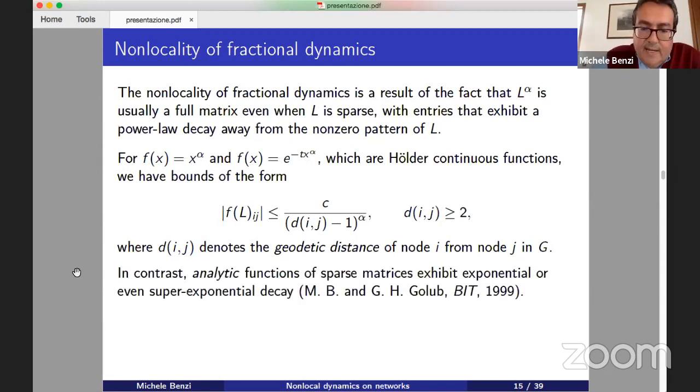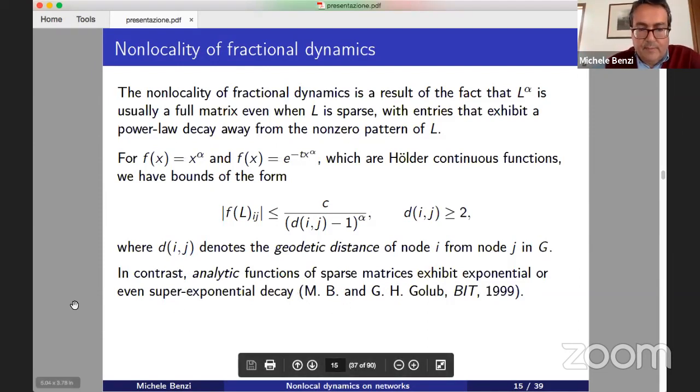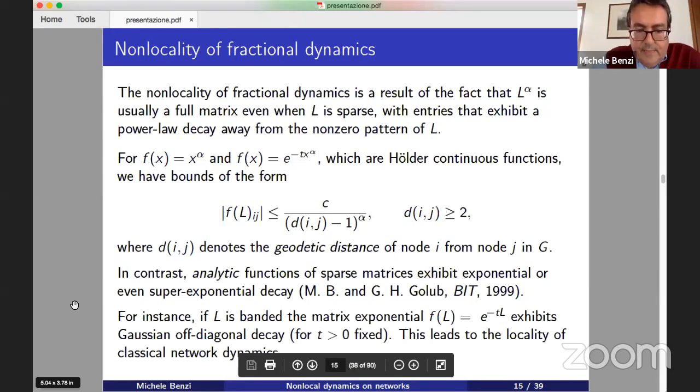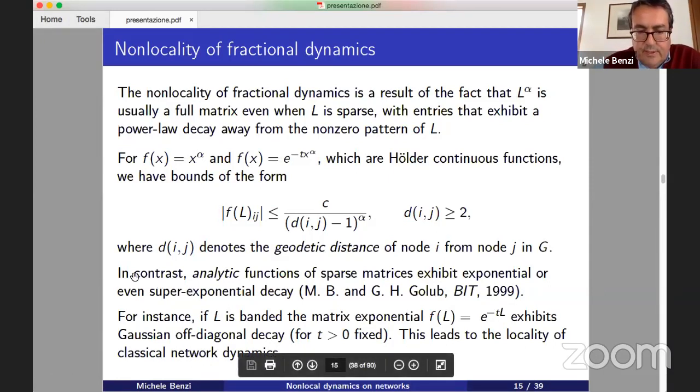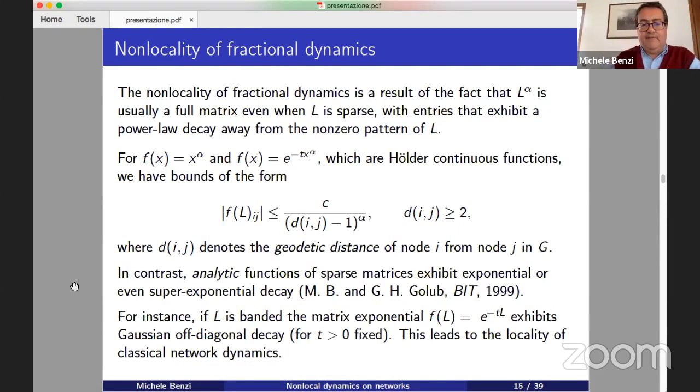This is in contrast with analytic functions of sparse matrices, which are known to exhibit much faster decay. For instance, exponential decay, and in fact, for entire functions that are analytic everywhere, even super exponential decay. This was established a long time ago in a paper I wrote with Gingol. So for instance, it follows that if a matrix is, say, banded, and we look at the matrix exponential, which is an entire function, then for any fixed t greater than 0, the entries of e to the minus tL, the so-called heat kernel, exhibit an off-diagonal decay given by a normal distribution, a Gaussian. So the decay is very, very fast away from the main diagonal.